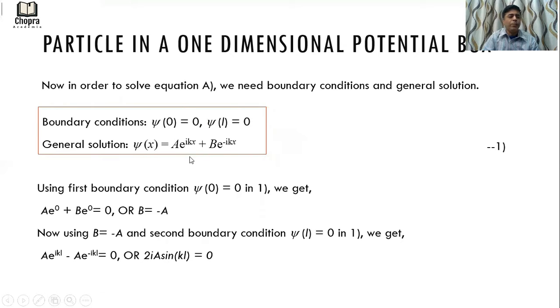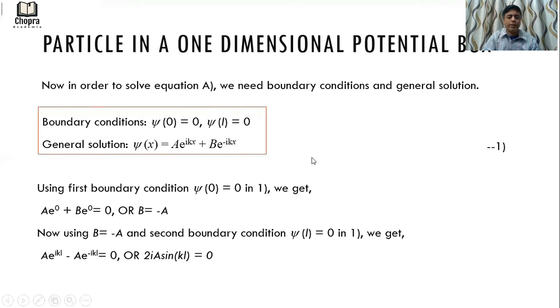Why are we having these combinations? Because e to the power ikx takes care of the wave traveling in the positive x direction, and e to the power minus ikx takes care of the wave traveling in the negative x direction. And you see here we have not taken any time dependence in this case, so there is no t factor here in the general solution. Now using the boundary conditions, let us solve the equation.